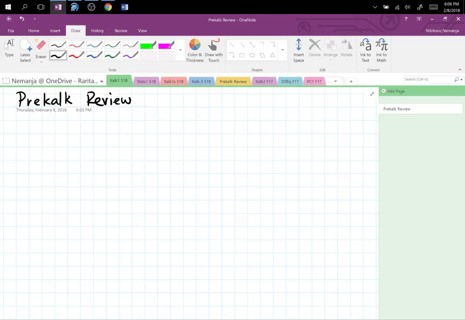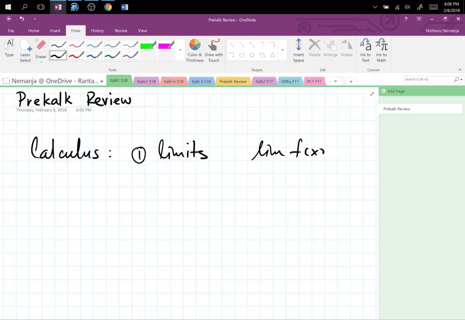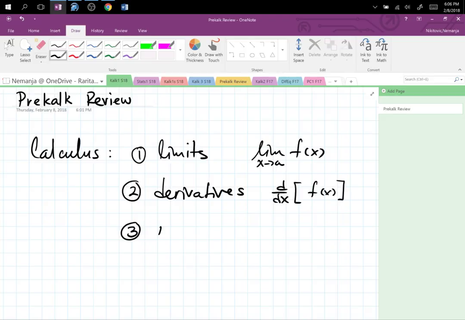So calculus, yeah, I spell it with C's, damn it. So calculus has, number one, limits, and we are going to start talking about those tonight. So you will have a limit of f of x as x goes to a. We have in calculus derivatives, which will be, let's say, d dx of f of x, and then three integrals. Integral of f of x dx.